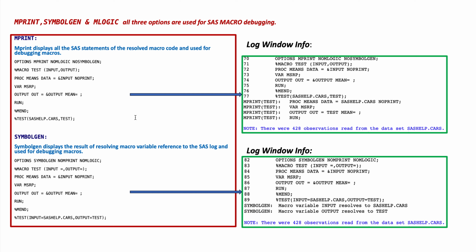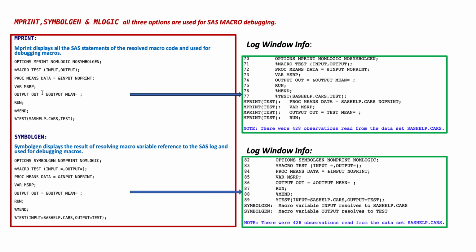We have a SAS code. In options we use MPRINT, NOMLOGIC, NOSYMBOLGEN. That means only MPRINT is activated. Macro name is test, and we are creating two macro variables, input and output. We are using PROC MEANS procedure. For data, we are providing here &input. At the end of this macro, we are going to provide the input data set name, and the variable is MSRP because we are using CARS data.